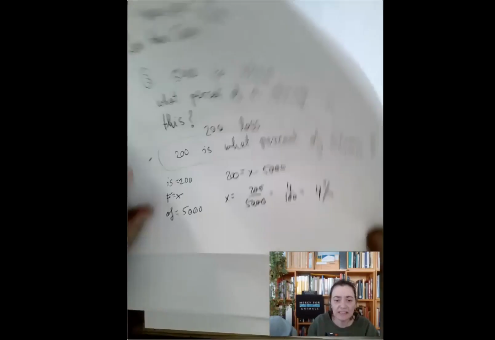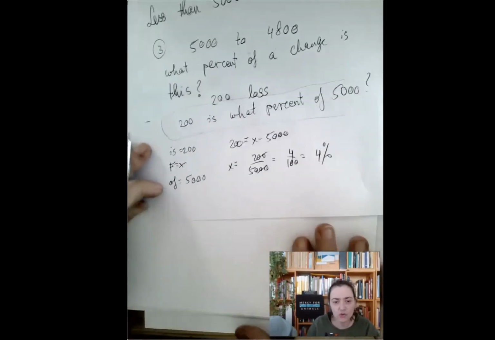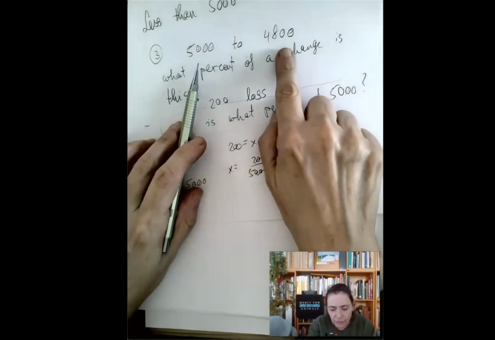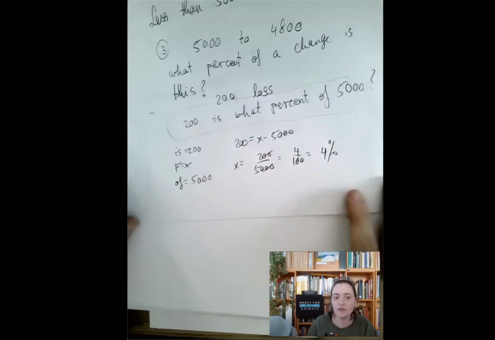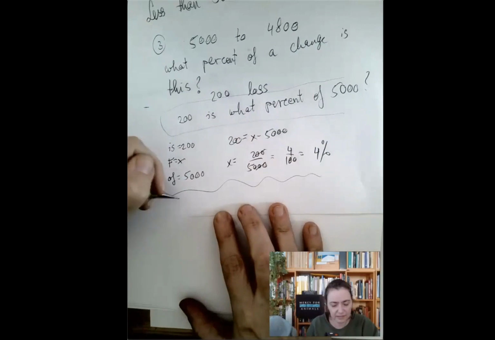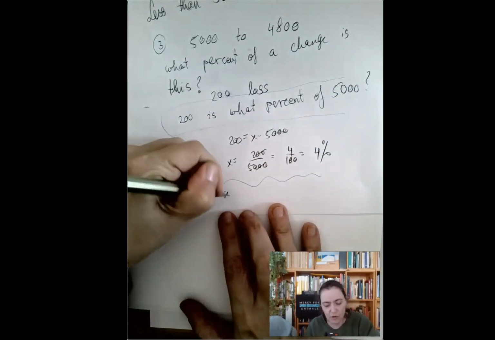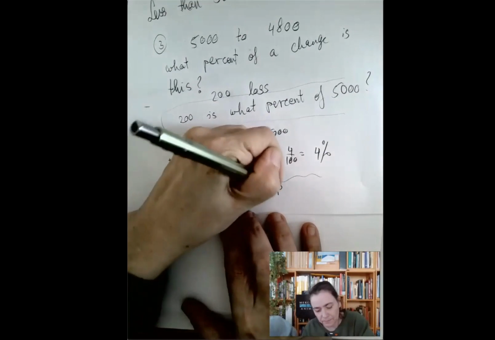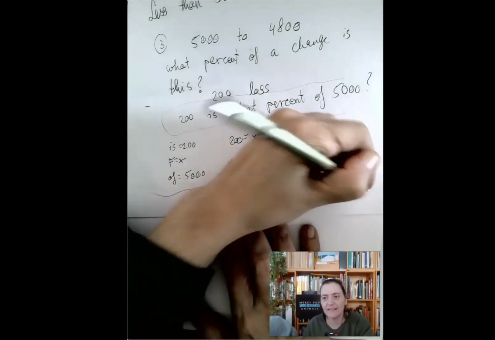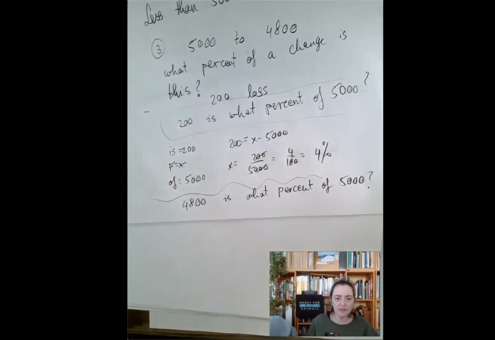Now, what you did is a slick shortcut. Instead of subtracting the 4,800 from the 5,000 and asking what percentage of a change that is, we can ask, okay, the new quantity, 4,800 is what percent of 5,000? When we solve that problem, the answer is 96%. And now you have to do the subtraction. We started with 100%, we landed on 96%. So what's the difference?